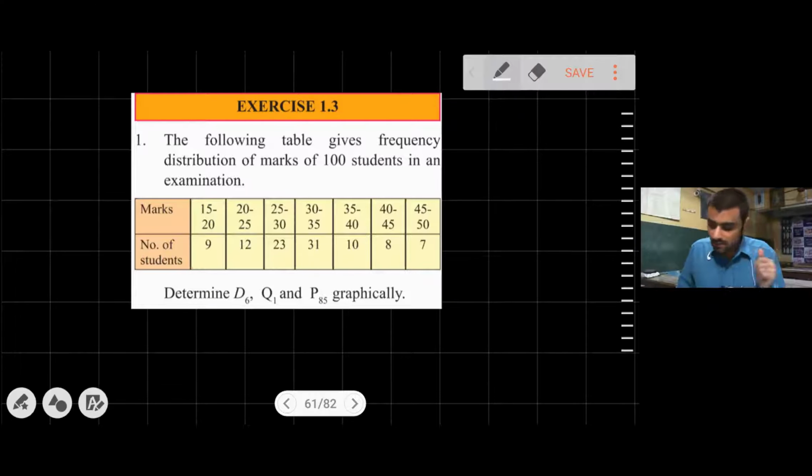Okay, so with this we begin our first table. It is convenient to find with the less than cumulative frequency curve. That is our priority. If they insist on more than, and they have written in the question that you are supposed to find it with the help of more than, then only we go with the more than cumulative curve method. Here they have not mentioned it, so we will prefer the less than cumulative frequency method. Let us prepare a table having the first column as marks as class interval, next frequency as number of students, and third column less than cumulative frequency.